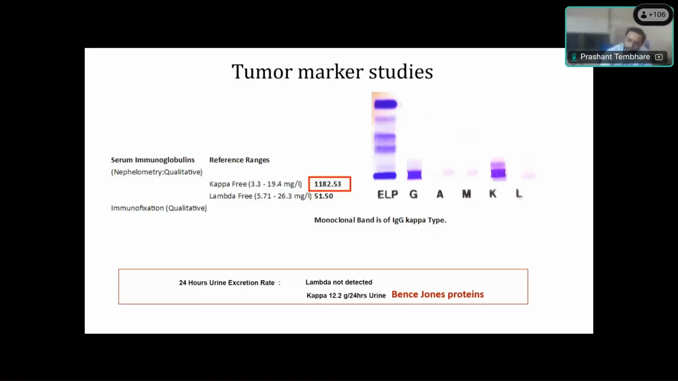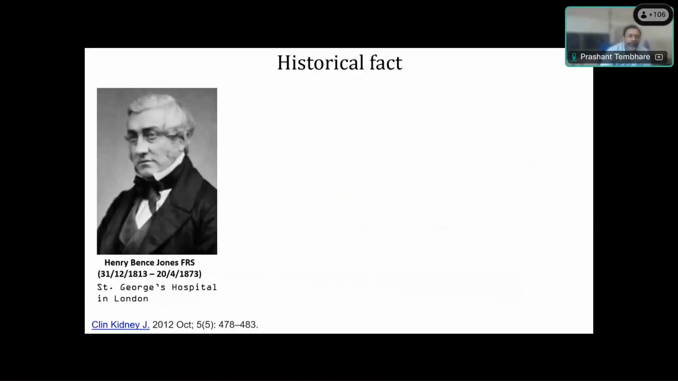Now, a historical fact for the Bence Jones protein. Many people may not know this. If you attend the HematCon meeting, which is going to be in Gujarat this year, or any myeloma meeting, they have a quiz, and this is one of the common questions about the Bence Jones protein: whether it comes from one scientist or two scientists. So it is one scientist. The name of the scientist is Henry Bence Jones.